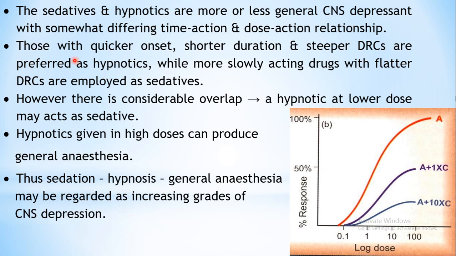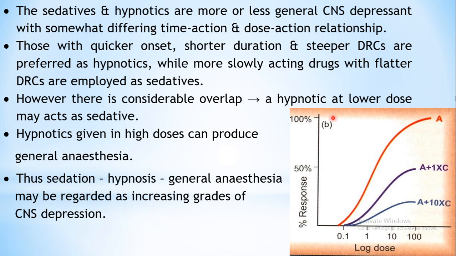Okay, so now those agents which have a quicker onset of action, that is, those drugs which show the action very quickly, instantaneously, those whose duration of action is shorter and the DRCs are steeper, such drugs are preferred as hypnotics, whereas those drugs which act a little bit slowly and have flatter DRCs are generally preferred as sedatives. Now, what is the meaning of steeper DRCs and flatter DRCs?